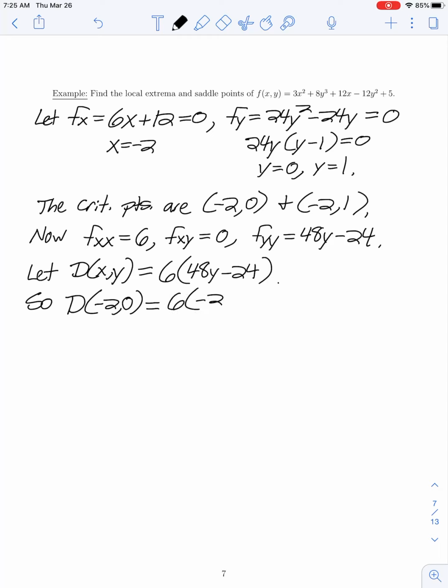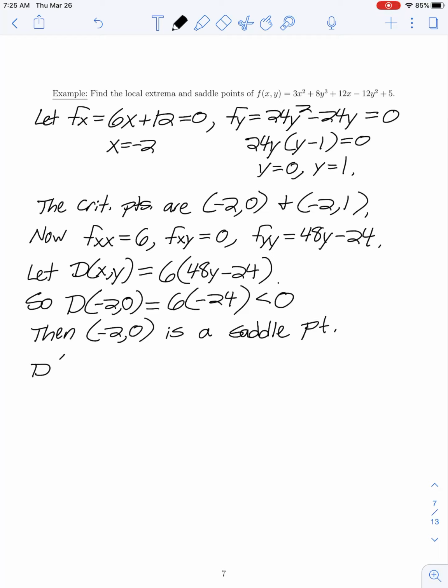So let's start with -2, 0. In this case, plugging in 0 for y, we have 6 times -24, which is certainly negative. And if the discriminant is negative, that means that this point is a saddle point. So we can say immediately that -2, 0 is a saddle point.